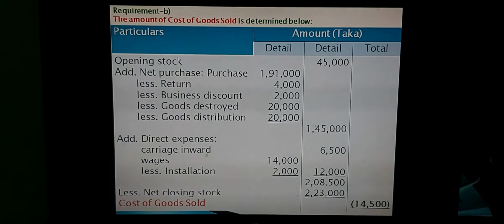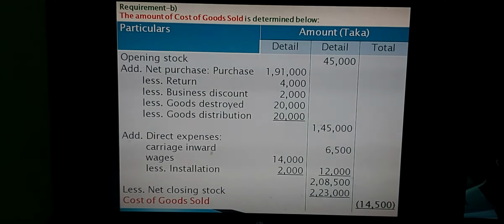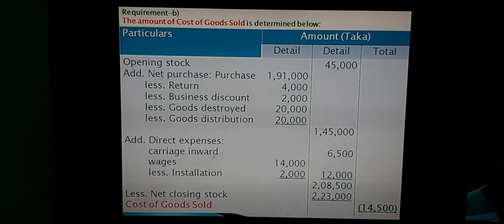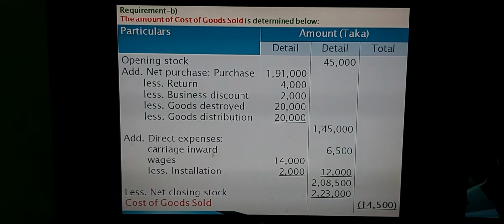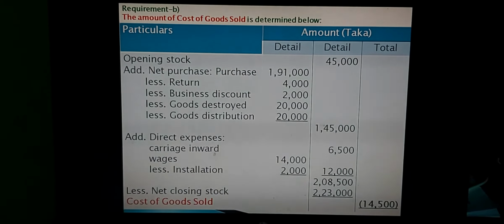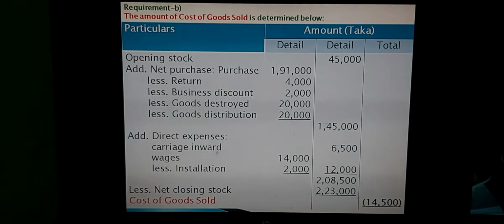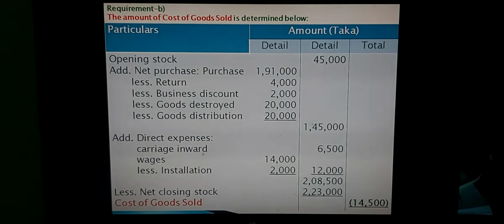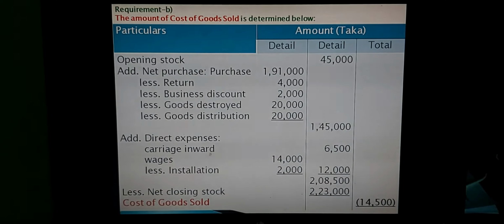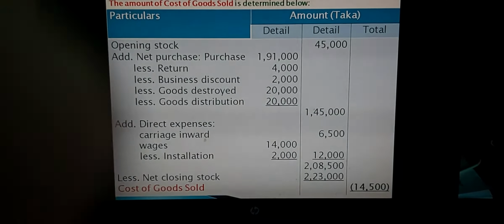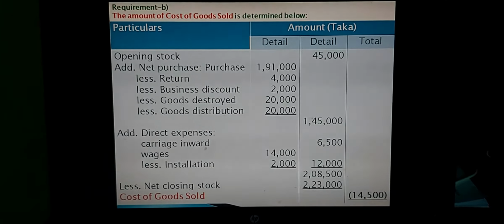And then you can go to the third stage of cost of goods sold, add direct expenses. Totally 2 direct expenses are available in this creative question. First one, carriage inward from trial balance 6,500, which is to be written in middle column directly. Another one, wages taka 14,000 from trial balance, but an adjustment is available for wages.